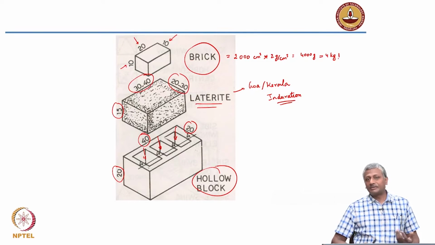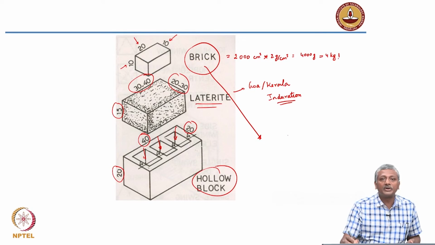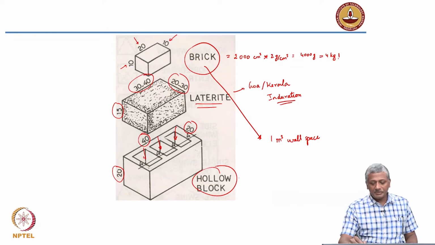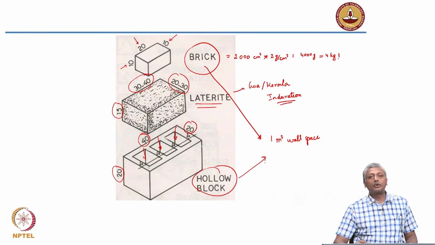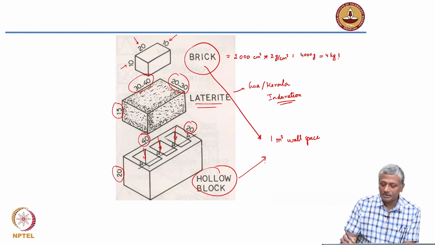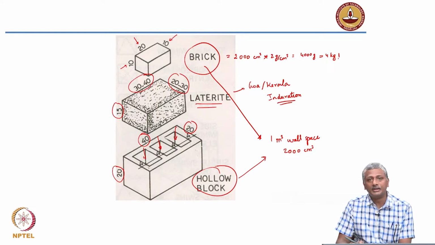Also think about it, there is a major advantage here. What is the advantage? When you have a brick, okay, let's say you want to fill up a total of 1 cubic meter of space for the wall. You want to use bricks to fill up 1 cubic meter of wall space. The same thing you want to attempt with concrete hollow blocks also. So let's see how many bricks we actually need. Each brick is having a volume of about 2000 cubic centimeter.